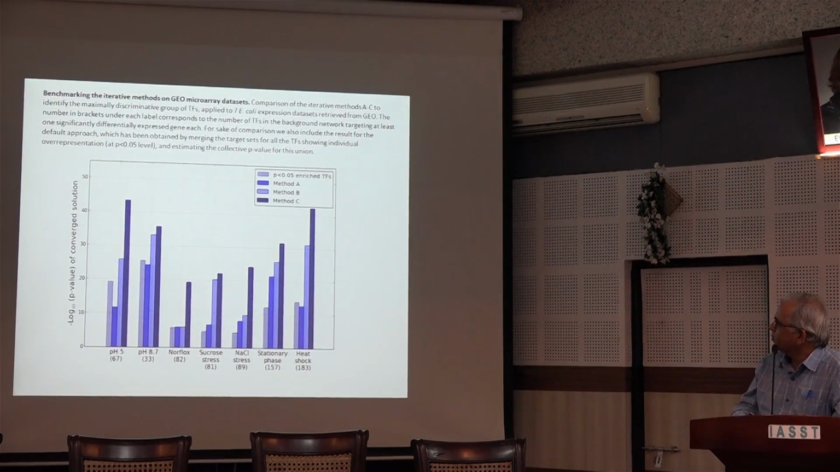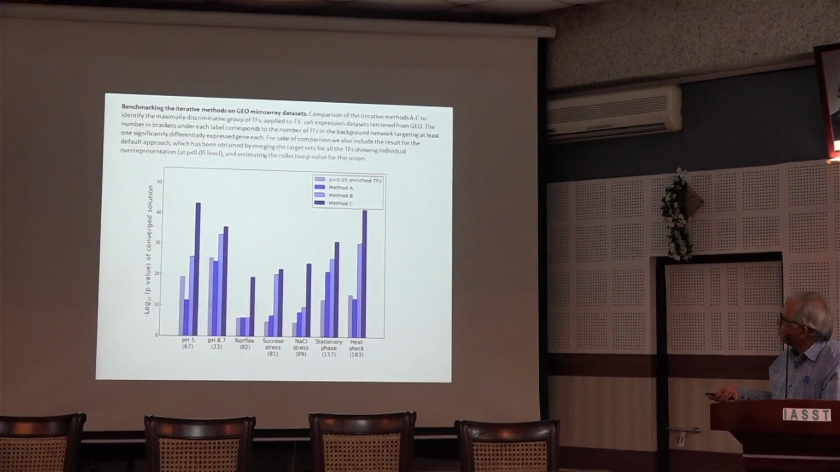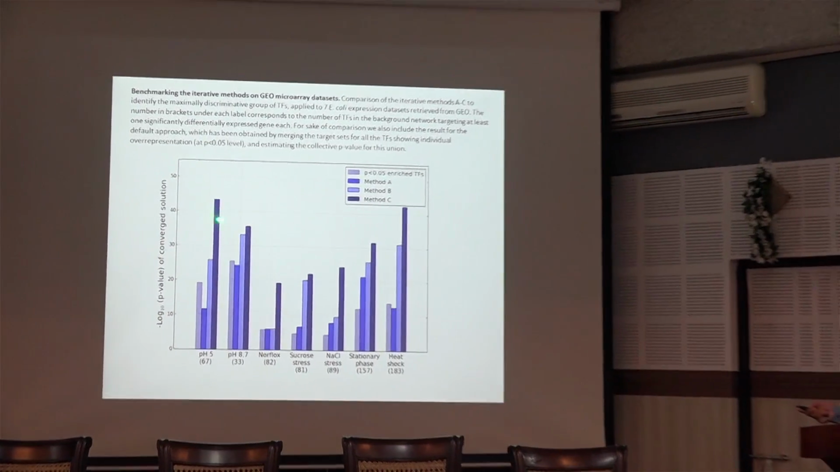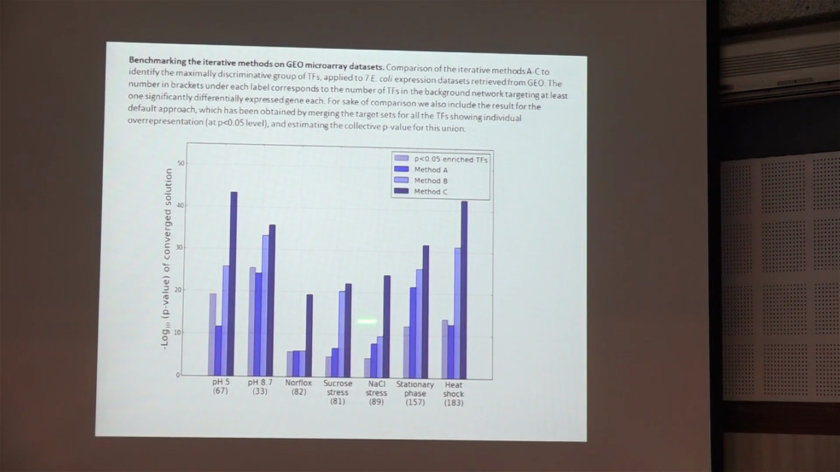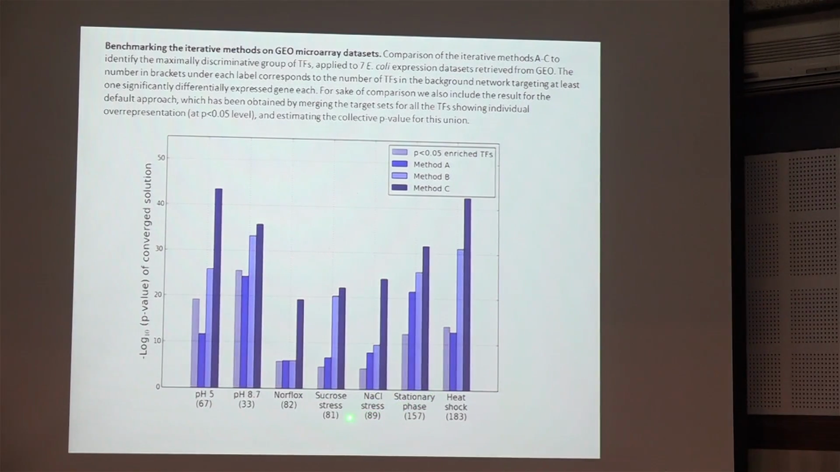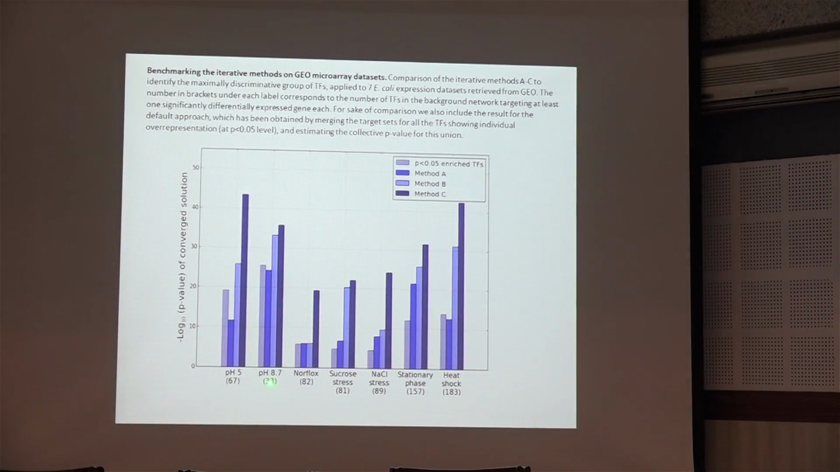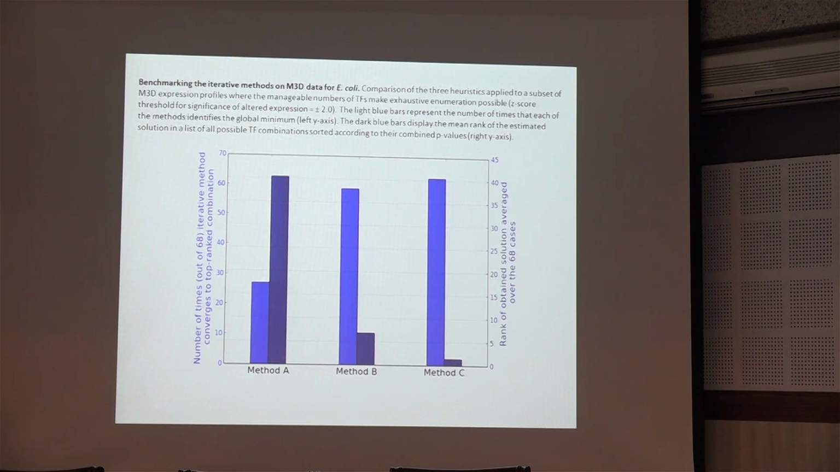I'll just show you very quickly. The number of times that we get the converged solution in the third method is generally significantly better than the first 2 methods. So we'll restrict ourselves only to the third method that I described in the previous 3 slides. Method 3 seems to work better. What I've shown here are the macroarrays performed under different environmental conditions compared to normal conditions, for example, at pH 5, pH 8.7, under norfloxacin stress, sucrose stress, sodium chloride stress, and so forth. So we have compared different macroarrays and come up with an optimal solution for the set of transcription factors that would do.